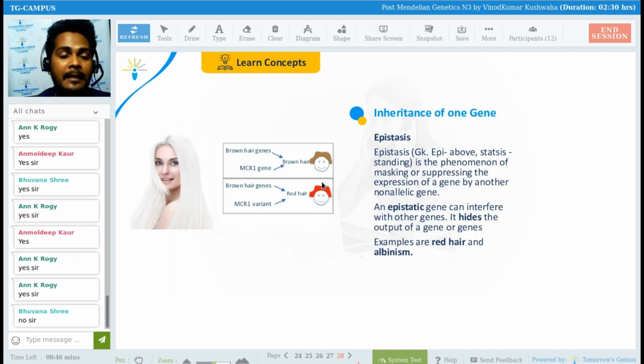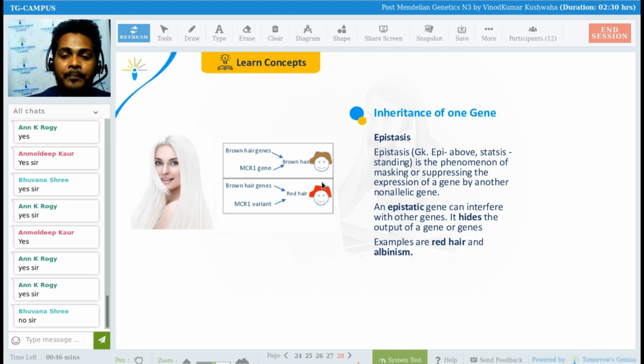So here you can see epistasis. Now, what is epistasis? See, epi means above, and stasis means standing. It is a phenomenon of masking or suppressing the expression of a gene by another non-allelic gene. It means it is going to suppress the character.